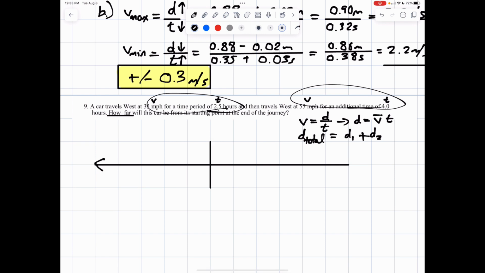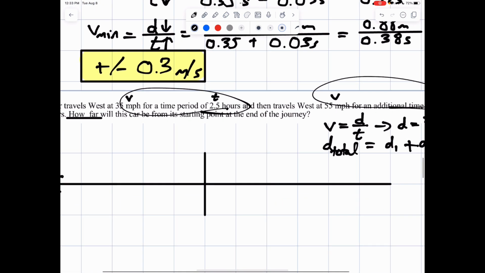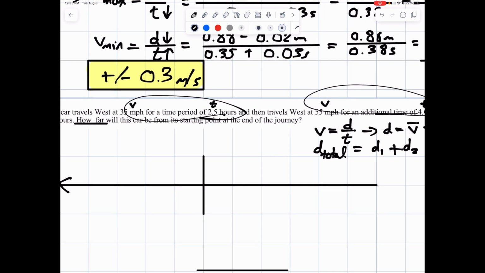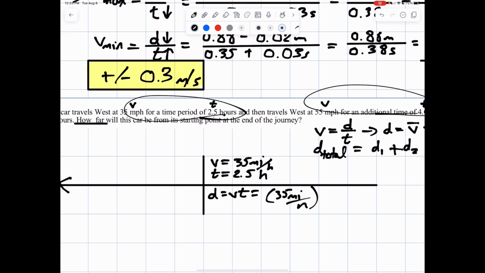And I'm going to divide this into 2 parts. So the first part, I have velocity at 35 miles per hour. I'm writing it MI over H instead of MPH. And I have a time of 2.5 hours, which means distance here would be speed times time, which would be 35 miles per hour times 2.5 hours. Go ahead and put that in your calculator, and we're going to get distance 1.